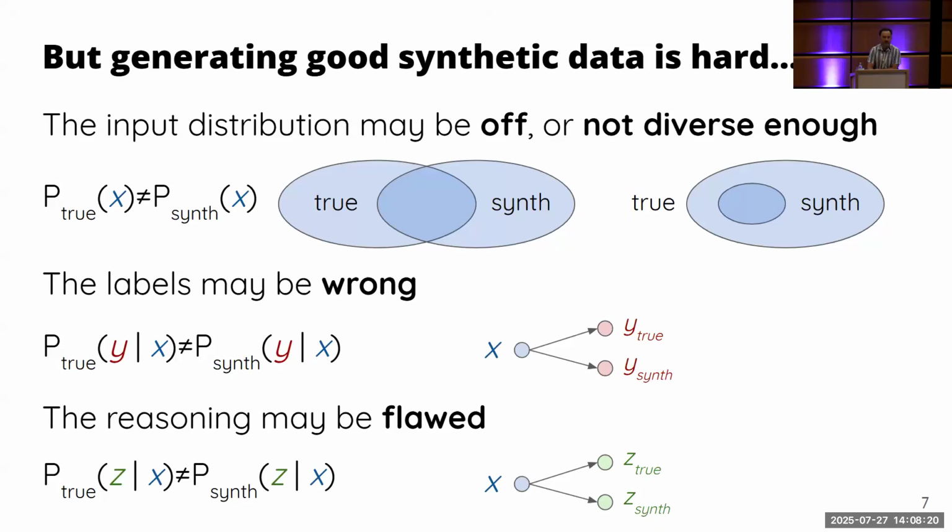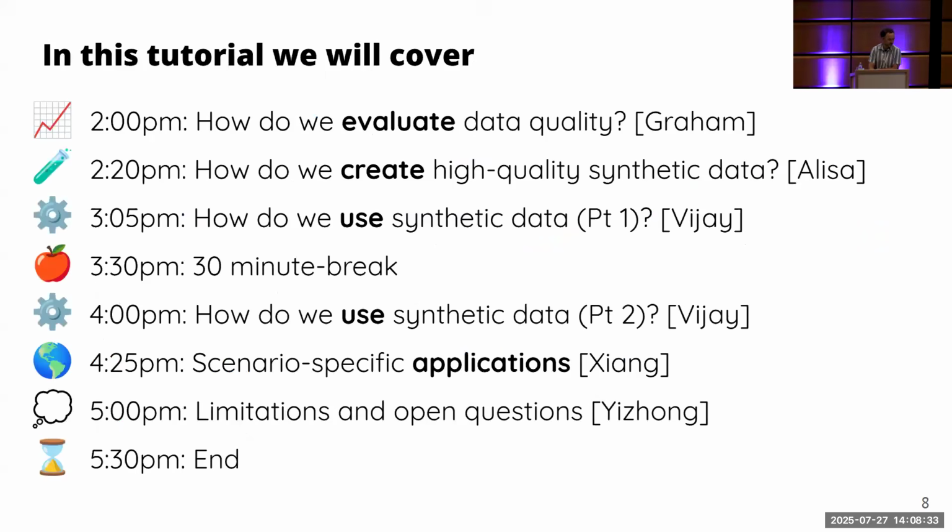And another thing is the reasoning may be flawed. So even if they can generate good data, or you're generating reasoning traces for things where you already have labels, they might come up with reasoning that doesn't match the true set of reasoning that you would like to have. So that's the problem statement.